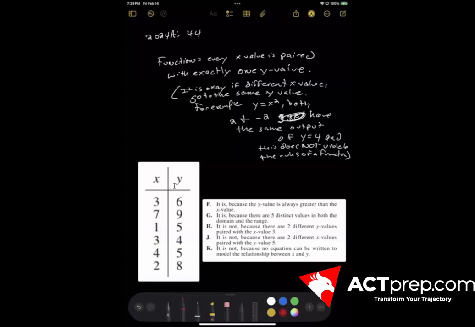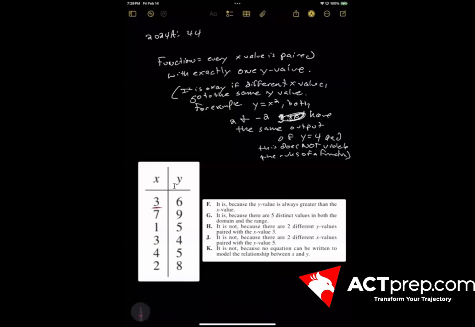And so we notice on our map, we're going to look to see if we have two different x values in the x column, which we do. And one of them is mapping to 6, and one of them is mapping to 4. So we already know this is not and cannot be a function. But we're just going to roll through the answers and see what we have that we can eliminate.